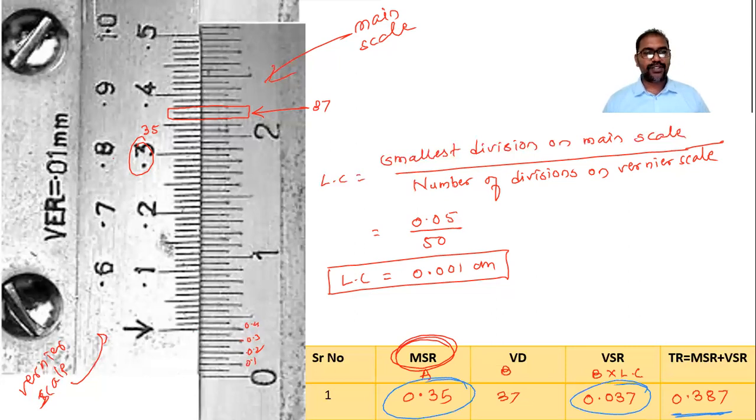I hope everyone understood how to note down this measurement. Only you must know how to note down the main scale reading and vernier division.